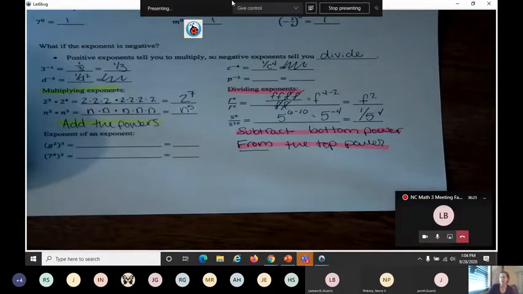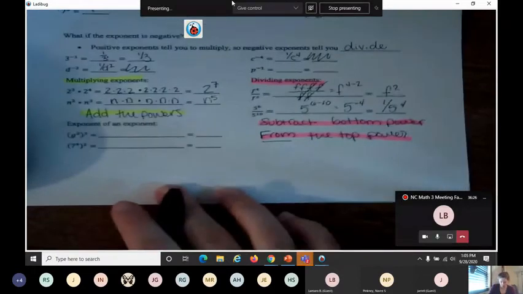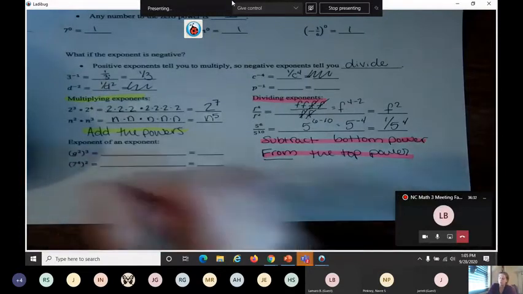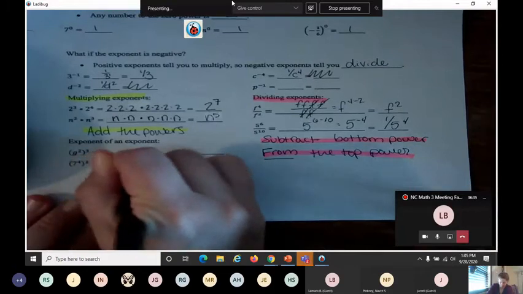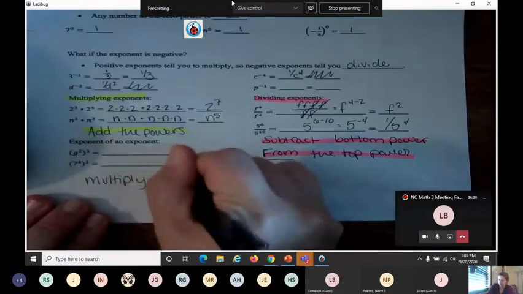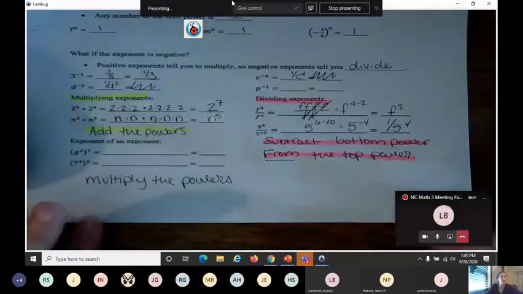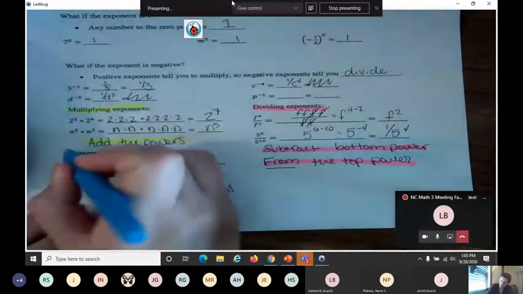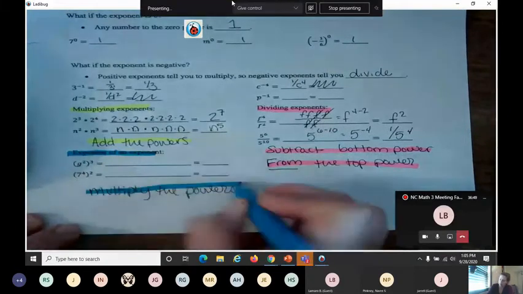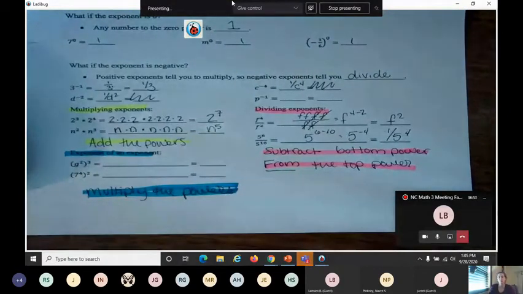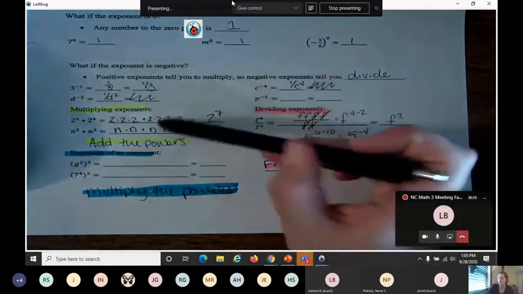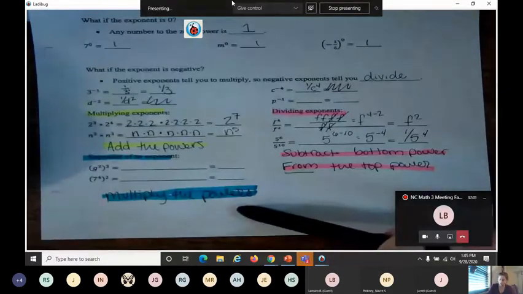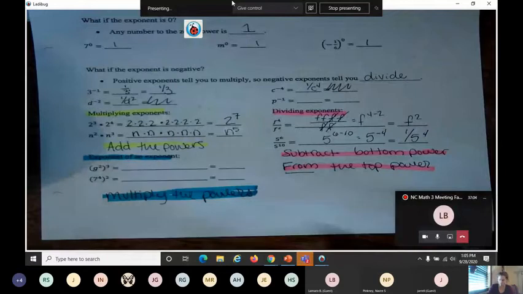Okay, and the very last thing is going to be exponent of an exponent. So when we have an exponent to another exponent, we are going to multiply the powers. So I'm going to highlight that real quick. Okay, that blue's kind of dark, sorry. Okay, so we have our rule for multiplying exponents, dividing, and now we have exponent to an exponent. So when we have an exponent to an exponent, we multiply those powers.